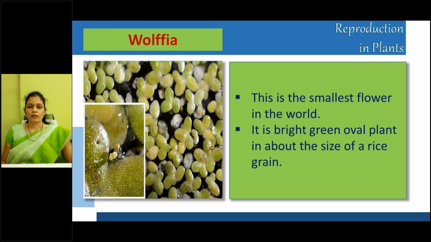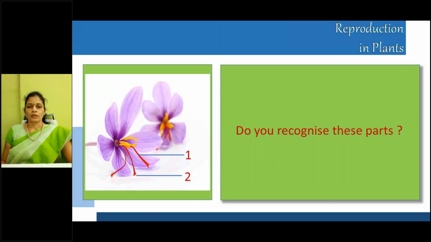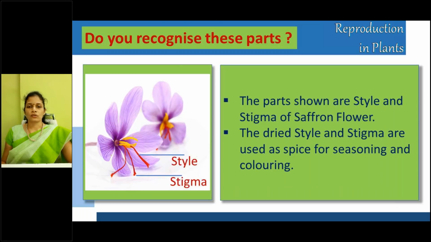Now what is the national flower, children? Our national flower is the lotus. Lotus is our national flower. Do you recognize these parts, children? See, what are these parts? You can recognize them because you have already studied about them in this session.